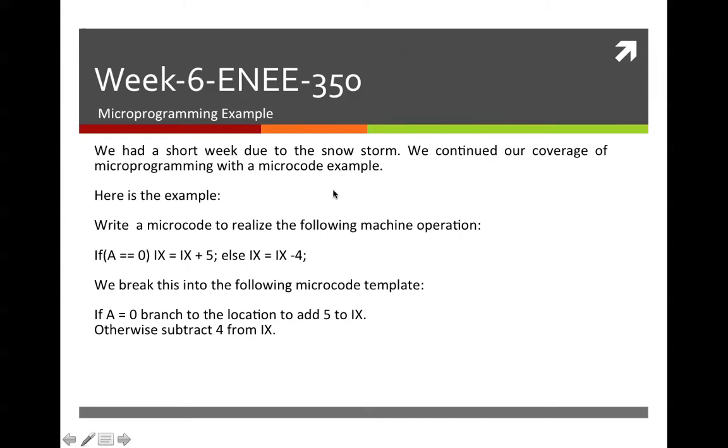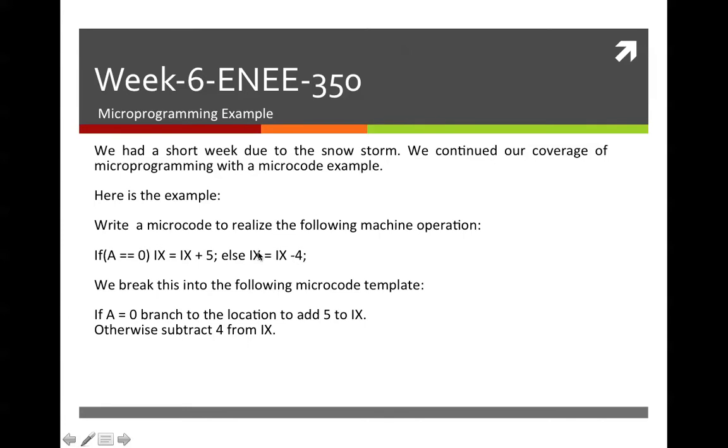So the microcode that we wanted to generate was about this machine operation here, which is basically a conditional statement that sets the value of ix to ix plus 5 when a is equal to 0, and a is actually the accumulator or the a register of our VESP. Otherwise, it decrements ix by 4 and then sets it back to ix, returns that value to ix.